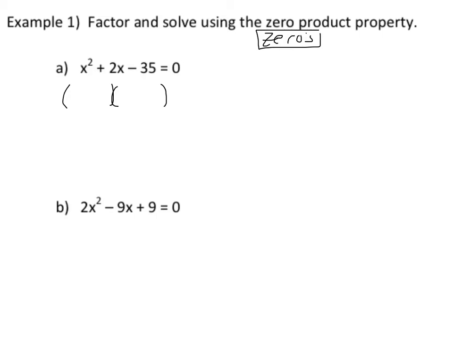Now before we could just factor because there's no equal sign. But when we have an equal sign, now we can solve. So the left side is normal. We would factor it as we have been practicing.